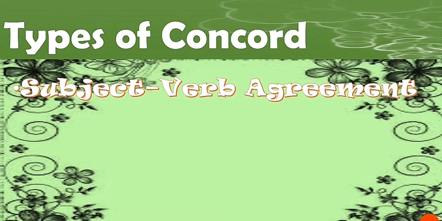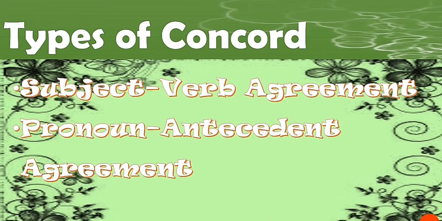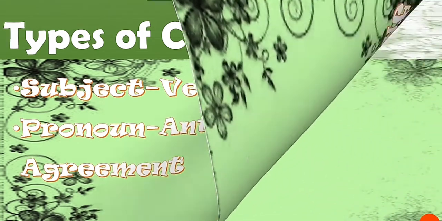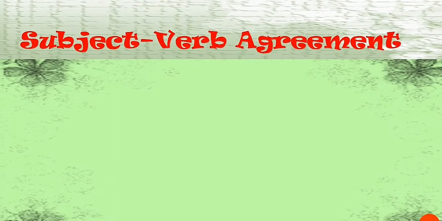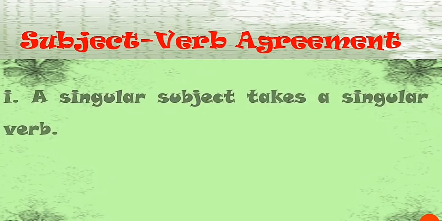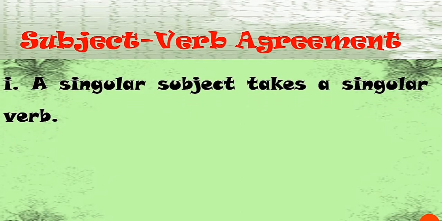Types of Concord. We have two major types of Concord: subject-verb agreement and pronoun-antecedent agreement. Subject-verb agreement. There are certain rules that govern subject-verb agreement.